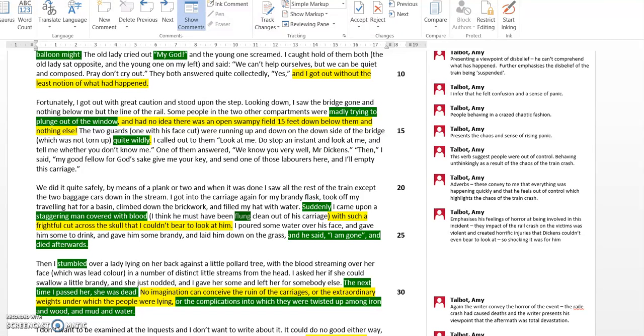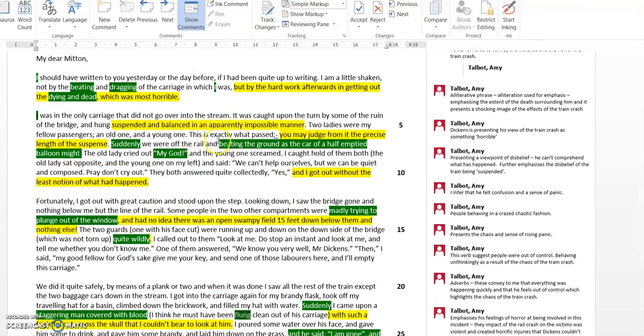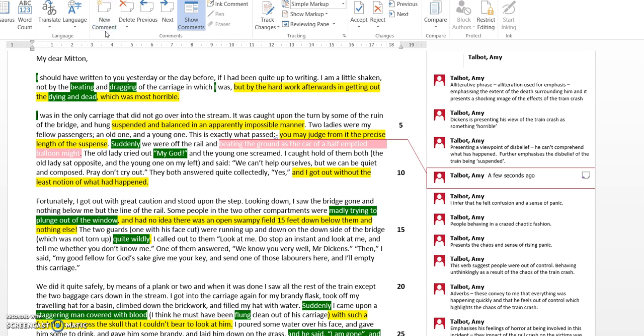There's this sense of confusion. So, there's some language features already, but I've missed one up here as well that I think is quite good. I'm not entirely sure what Dickens is saying here. I don't know whether it's a typo. Suddenly we were off the rail and beating the ground as the car of a half-emptied balloon. So, of course, what we've got here is a simile. Beating the ground as the car of a half-emptied balloon.